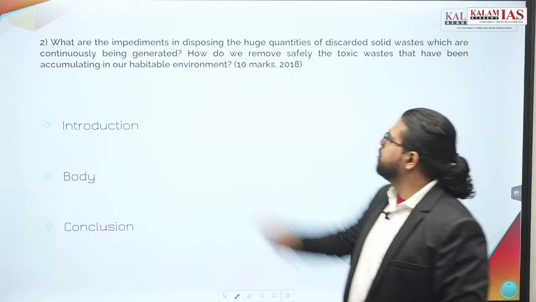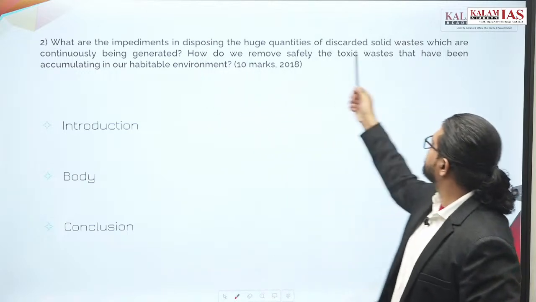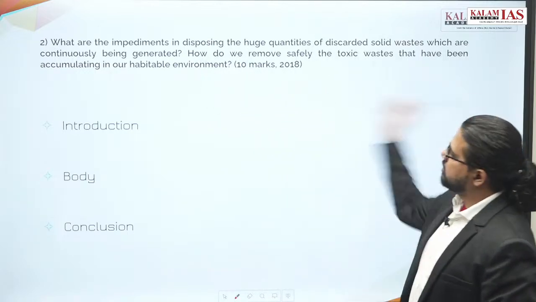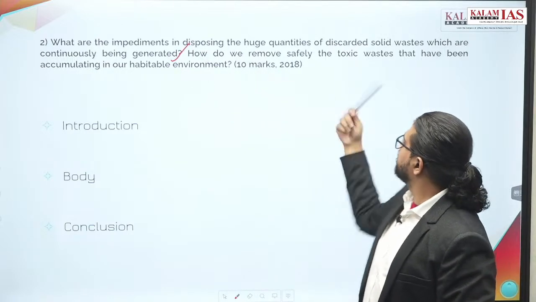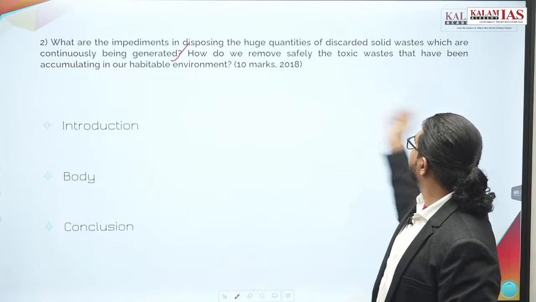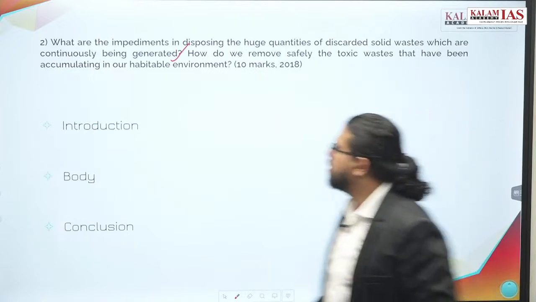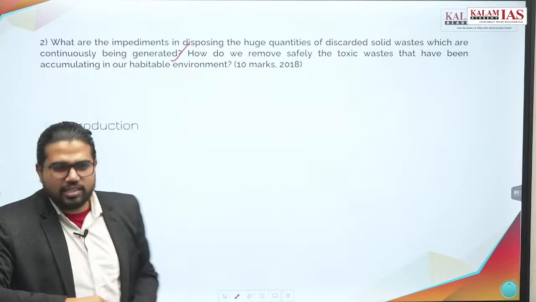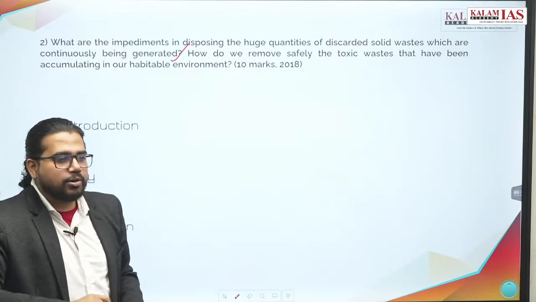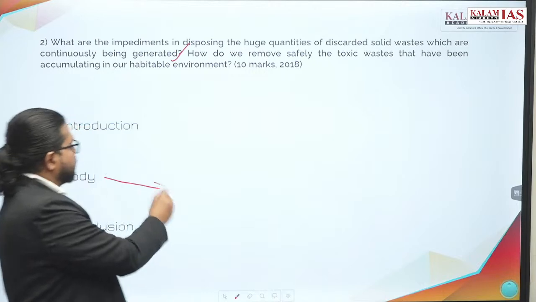What are the impediments of disposing of huge quantities of discarded solid waste which are continuously being generated? How do we safely remove the toxic waste that has been accumulating in our habitable environment? 10 marks. Very, very straightforward. Tell me what you are going to do.